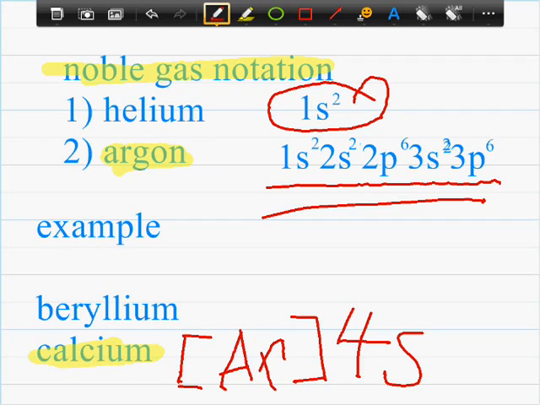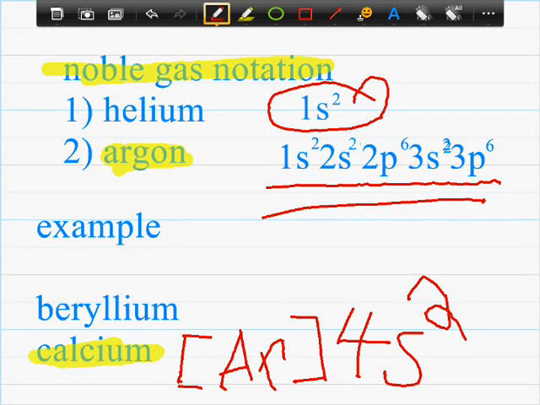Now, argon's atomic number according to the periodic table is 18, and calcium's is 20. So you really just need 2 more electrons. And our s orbital holds exactly 2 more electrons. So all we do is add a 4s2, and you now have calcium's electron configuration.